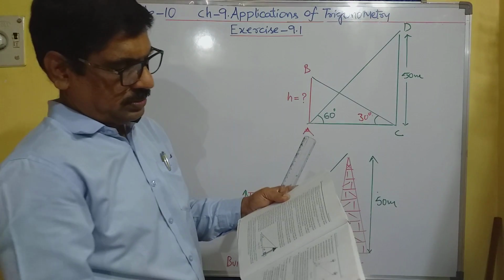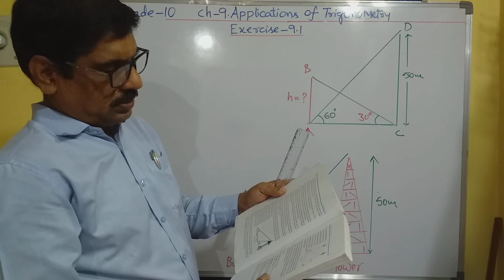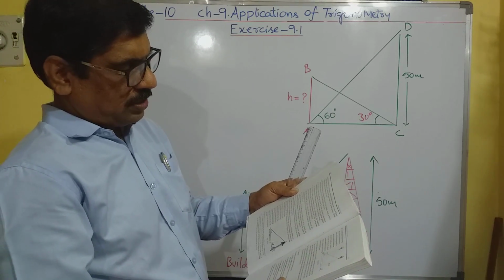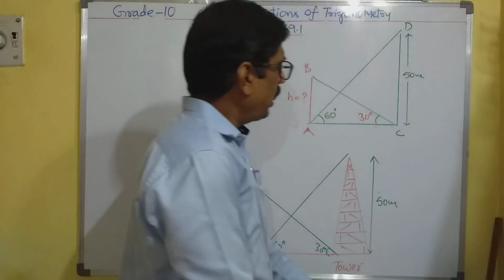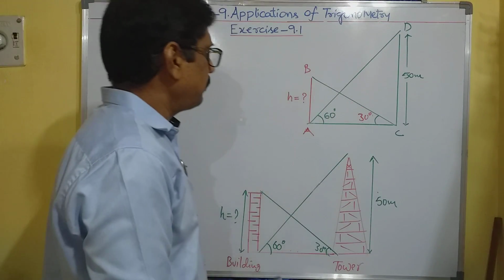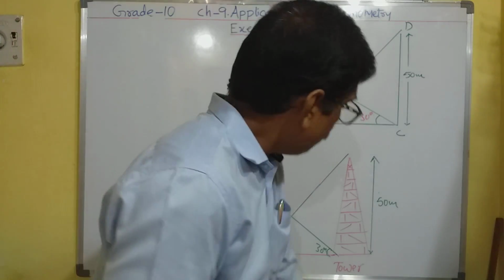And the angle of elevation at the top of the tower from the foot of the building is 60 degrees. Now 30 and 60. We need to find the height of the building. So this is the information. Let us do the problem.